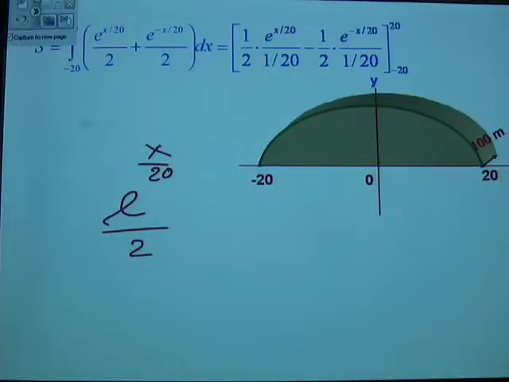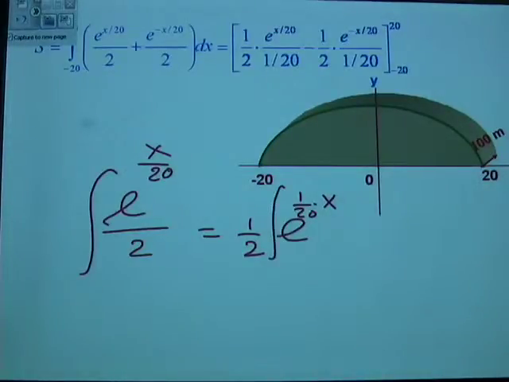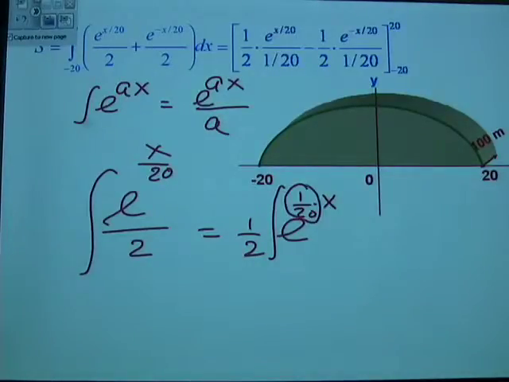Now, if you look at this, let me write it like this. That will be 1/2 e to the power of 1/20 times x. Is that right? x over 20 is 1/20 times x. And if you integrate this, the 1/2 can be taken out. And if you remember the first thing I showed you, the integral of e to the power of ax is e to the power of ax over a, and our a here is 1 over 20.